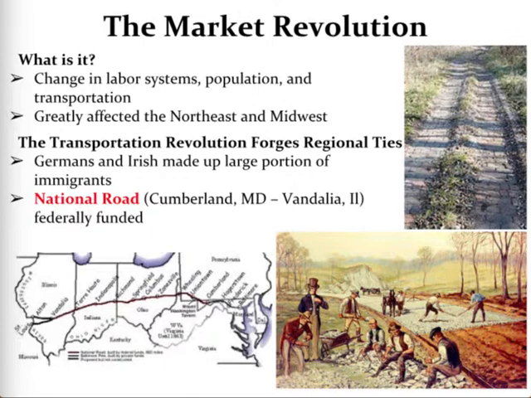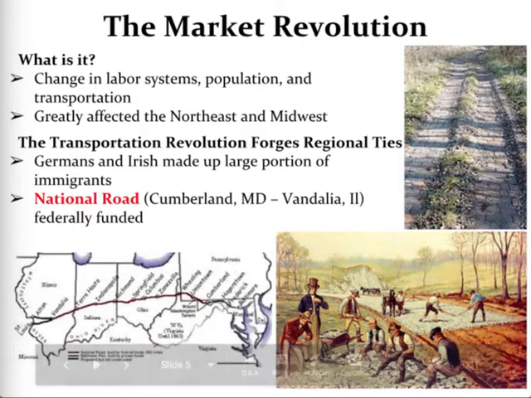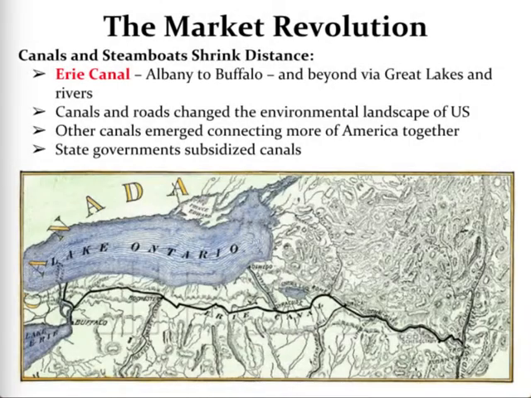And then the National Road from Cumberland to Vandalia, Illinois, will be federally funded, and you'll see on the bottom of the page here that road that starts from Cumberland, Maryland, all the way across, and then there's a painting of men who were making that national road. Canals and steamboats shrink distance.